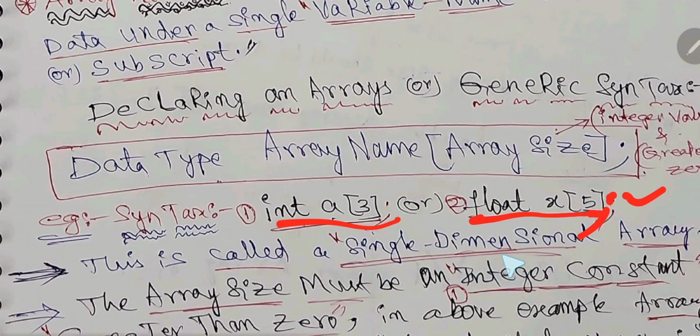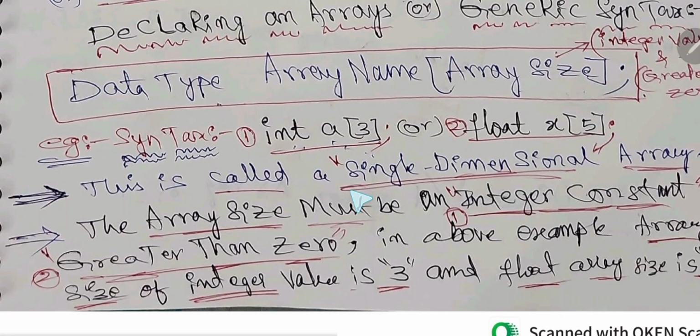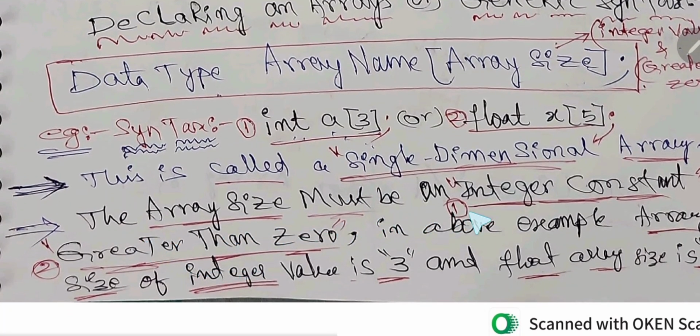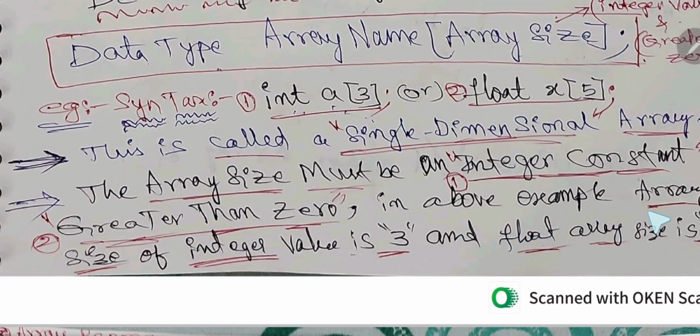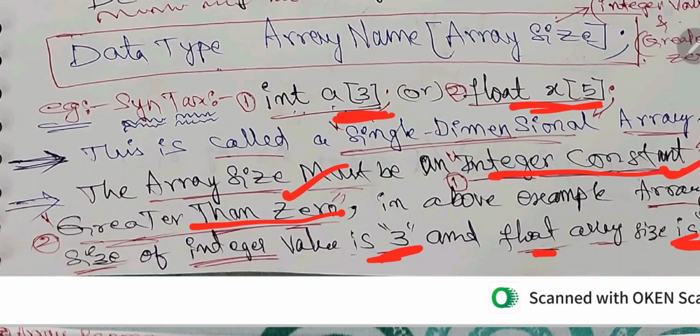This is called a single dimensional array. Very simple. And the array size must be an integer constant. This is a note point: greater than 0. One more note point. In the above example, the array size integer value is 3, and for float the value is 5. So one note point is we have to take an integer constant, and we need to take a size greater than 0.